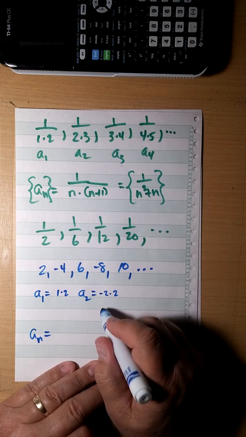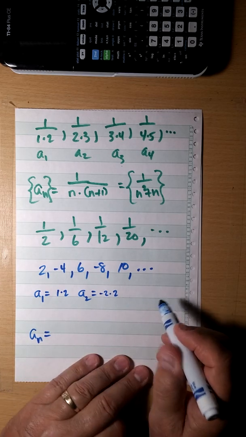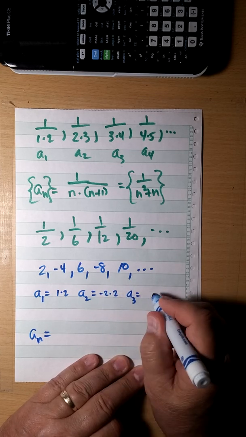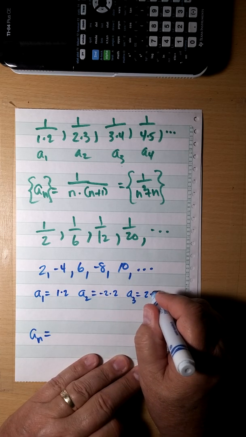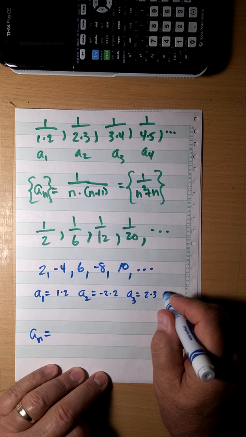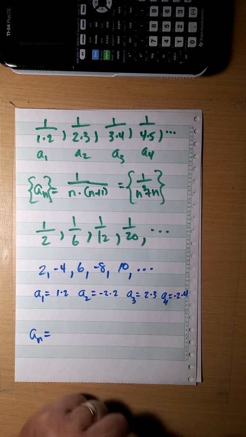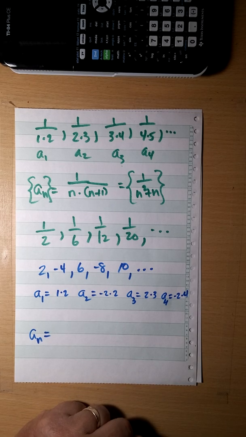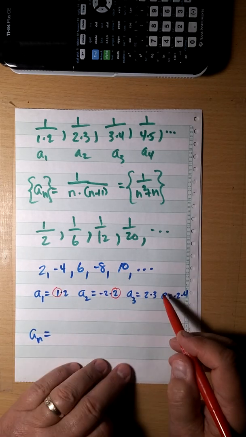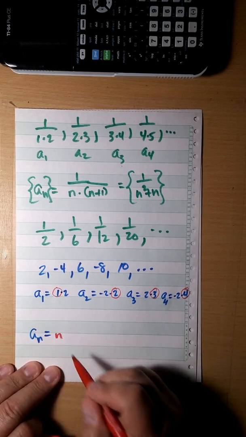Now why didn't I write it as 1 times 4? Because I want to get the 1, 2, 3, 4 involved here too. A sub 3, I should have done this positive, negative, well, doesn't really matter. This is 2 times 3. And the -8, let's do one more, is -2 times 4. So I'm getting a 1, a 2, a 3, and a 4. So that means my a sub n needs an n in here.